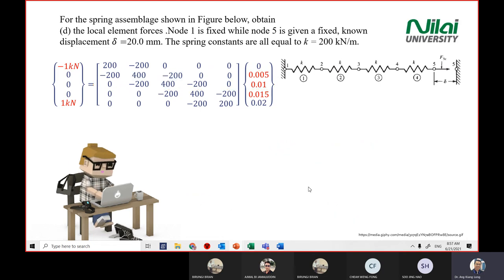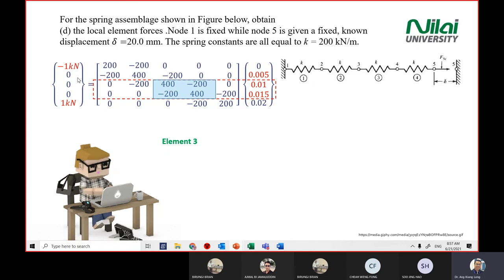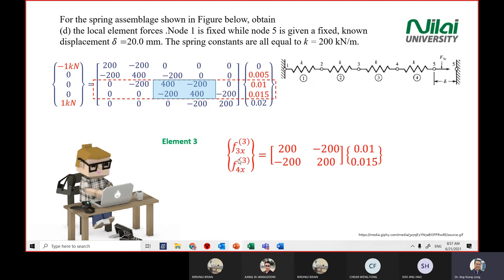You do the same for element 3. You just close whatever is not relevant and focus on the area that interests you. So element 3 is connecting 3 and 4. So you just close 3 and close 1, 2, and 5. You only leave 3 and 4 here. So you repeat the same as what we learned for element 1 and 2.